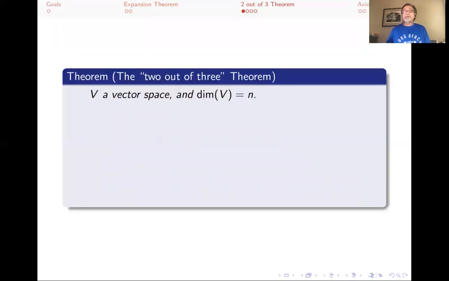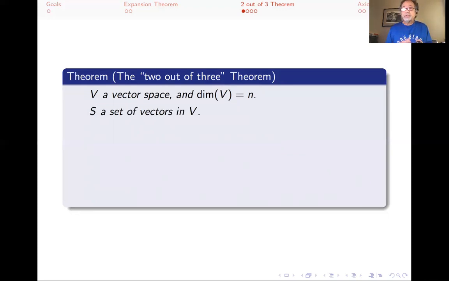Now we're going to talk about the 2 out of 3 theorem, which is one of my favorites. It's a very nice theorem because it's a very helpful theorem. Let's say we have a vector space whose dimension we already know. The dimension is n. This theorem is not going to be helpful if you run into a subspace, for example, whose dimension you don't yet know. It's only helpful when you already know the dimension of a vector space.